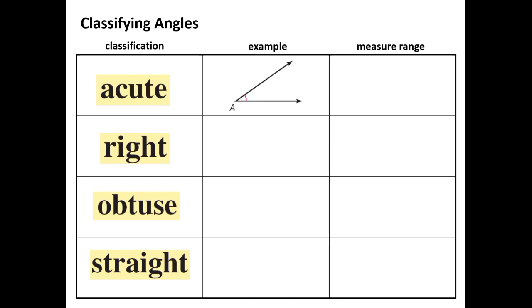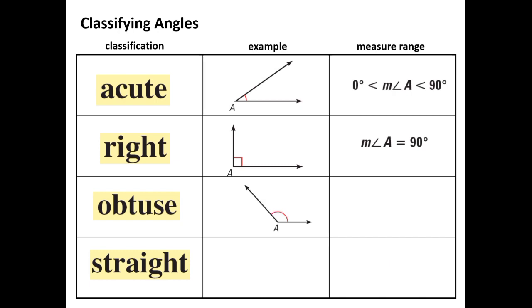When we talk about an acute angle, the measure of the given angle A is between 0 degrees and 90 degrees. That is an acute angle. A right angle is when angle A is equal to 90 degrees. An obtuse angle is when the measure of angle A is between 90 and 180 degrees. Then the straight angle is equal to 180 degrees.